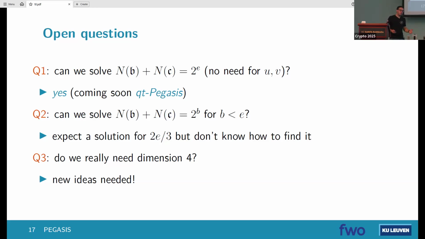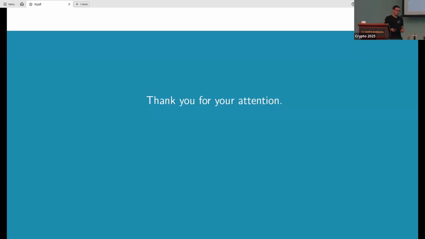And the last question, which would really be a major improvement, is can we get rid of the dimension 4 part? As I said, this is most of the computation. So if we can avoid that by going to dimension 2 or doing something faster, that would really be a drastic improvement. However, for the scheme, how it is constructed now, we really don't see any way in which this is possible. So for that, new ideas are needed. If any of you has an idea, feel free to talk to me. And that's it. Thank you for your attention, and I leave the floor to questions.